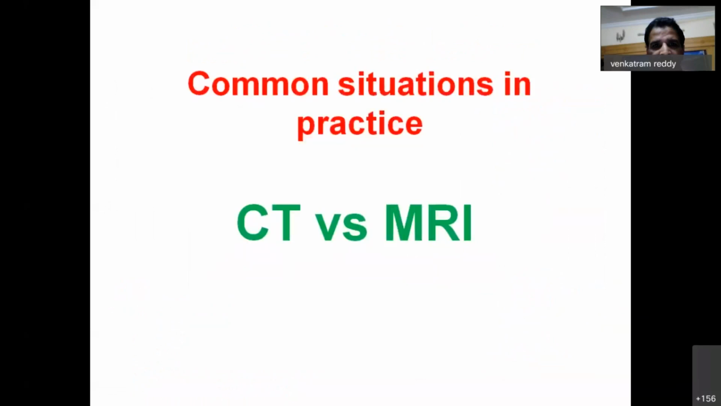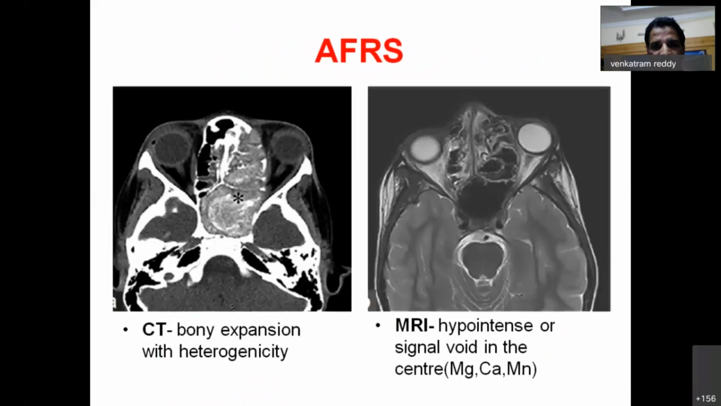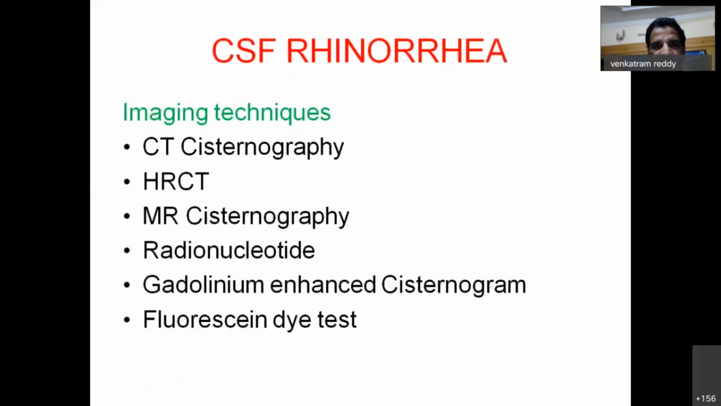So, we have covered the antrochoanal polyp, the inverted papilloma MRI, allergic fungal rhinosinusitis, mucocele, and CSF rhinorrhea. In case of CSF rhinorrhea, what imaging modalities and techniques can one apply for a precise diagnosis? The imaging modalities followed worldwide are the CT cisternography, the high resolution CT scan, the MR cisternography, the radionuclide study, which is very rarely done, and the gadolinium enhanced cisternogram, which is done in certain centers.